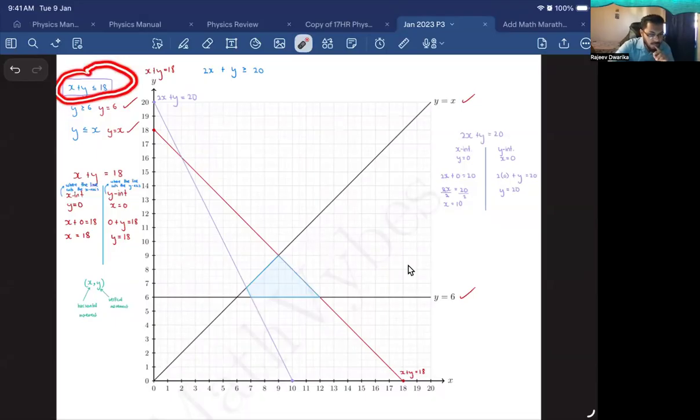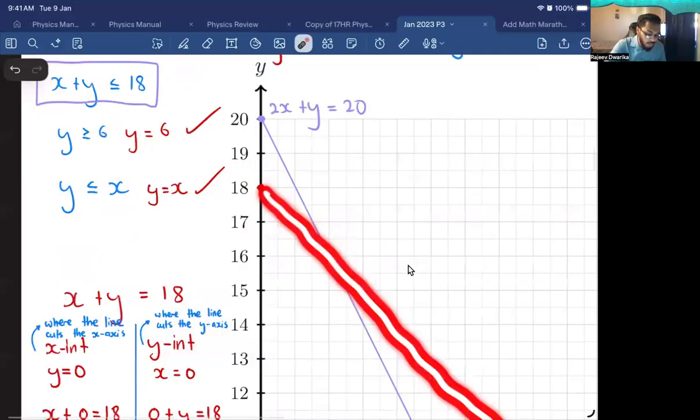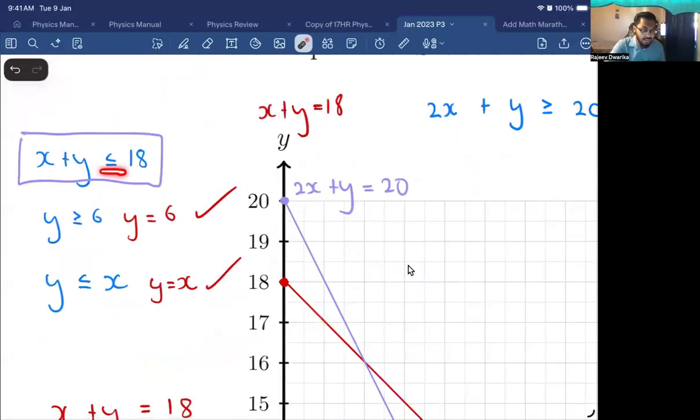X plus y is less than or equal to 18. Exactly. Do you understand that any point along this line will be equal, right? Any point along that line, x plus y is going to be equal to 18. According to the inequality, now I want to figure out where it is less than 18. Let me know if you understand that.